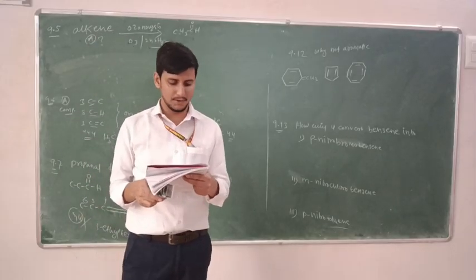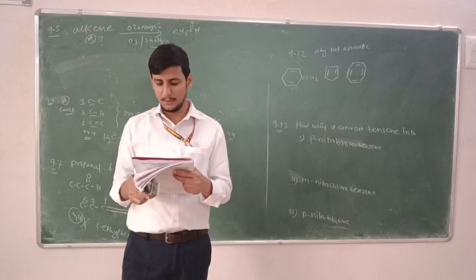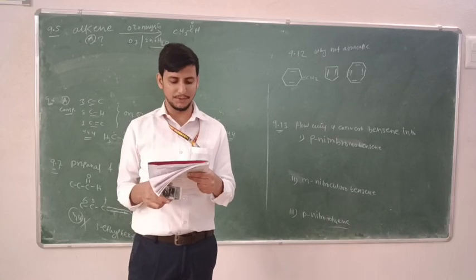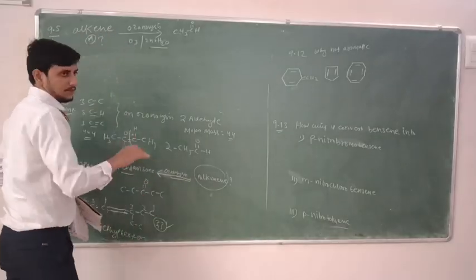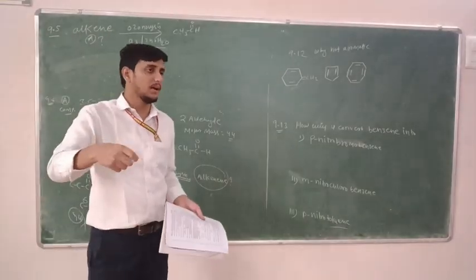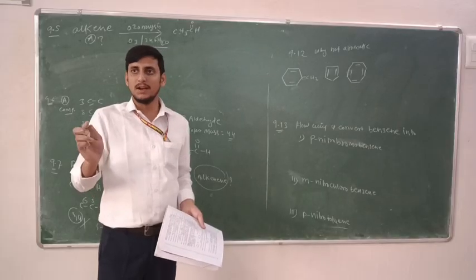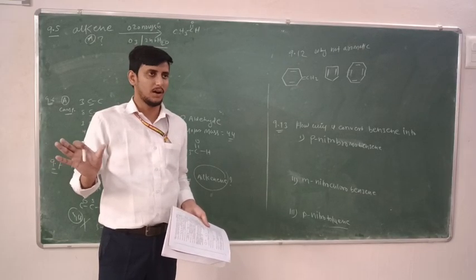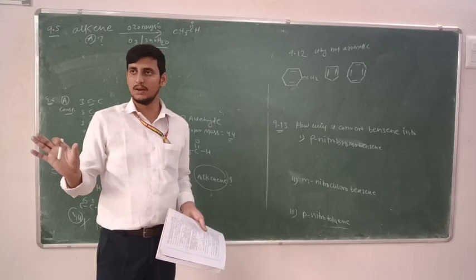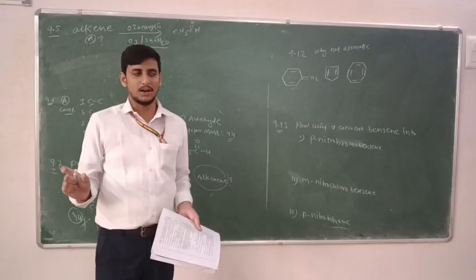Now 9.9. Draw the cis and trans structures of hex-2-ene. Which isomer has the higher boiling point? Okay. I will discuss this question when I start the isomerism chapter again, because I have not discussed physical properties right now. I will discuss it after finishing this chapter.